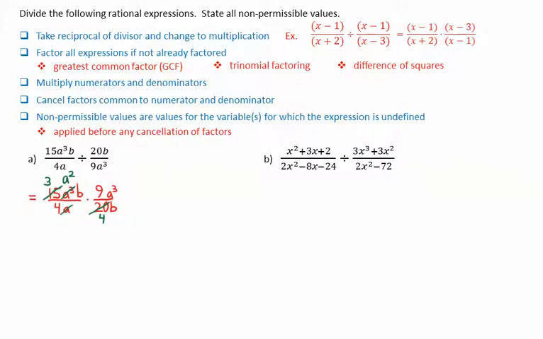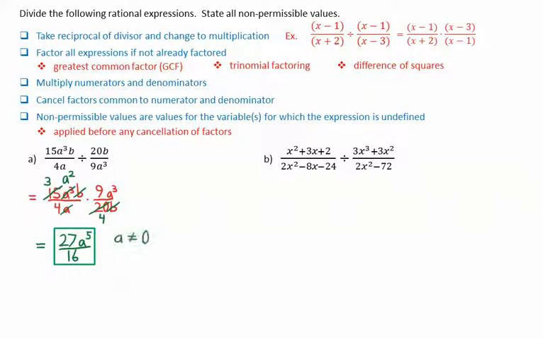We've got an a on the bottom of the first expression. We can then reduce the a cubed on the top to an a squared. We have a b on the numerator of the first expression and the denominator of the second expression. Those can be cross-reduced. We then have a final expression of 27a to the 5 over 16.